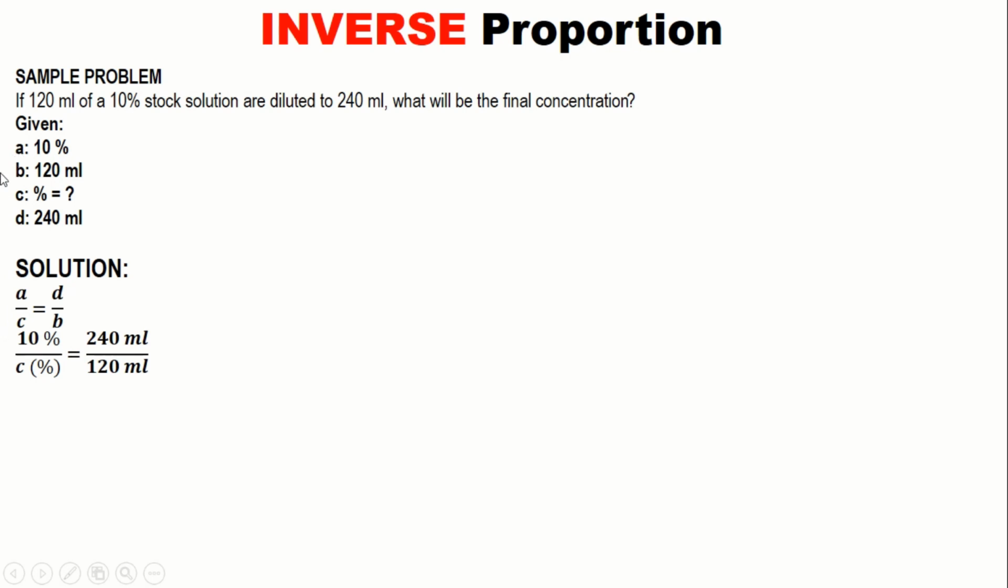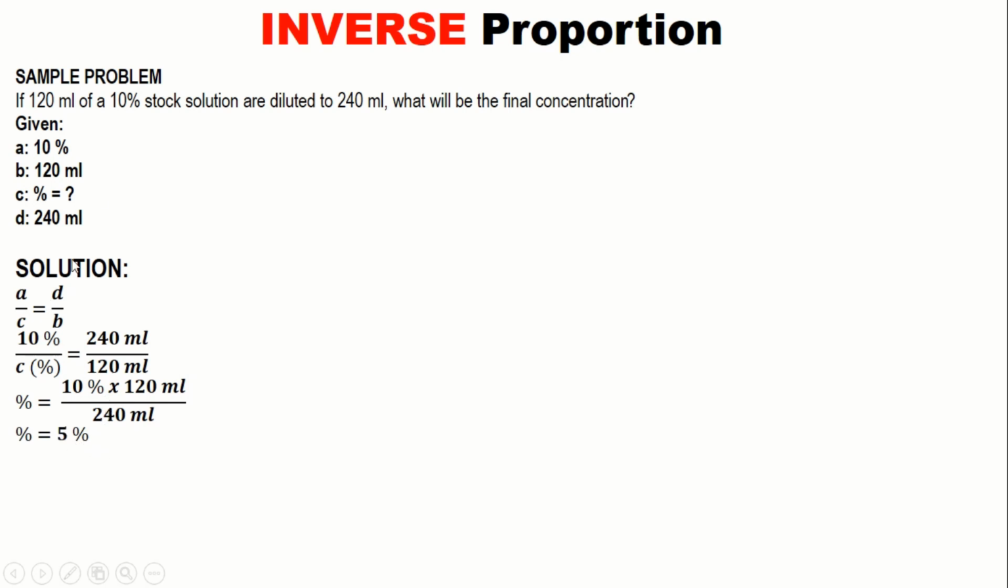So substitute your given to this formula and it will look like this. So 10% over the percentage, or the new percentage upon dilution, equals 240 ml divided by 120 ml. And then cross multiply, it will look like this. So the percentage now will be equivalent to 10 times 120 ml divided by 240 ml. Cancel the unit for ml. What's left? It's just the percentage. So the answer now is 5%.